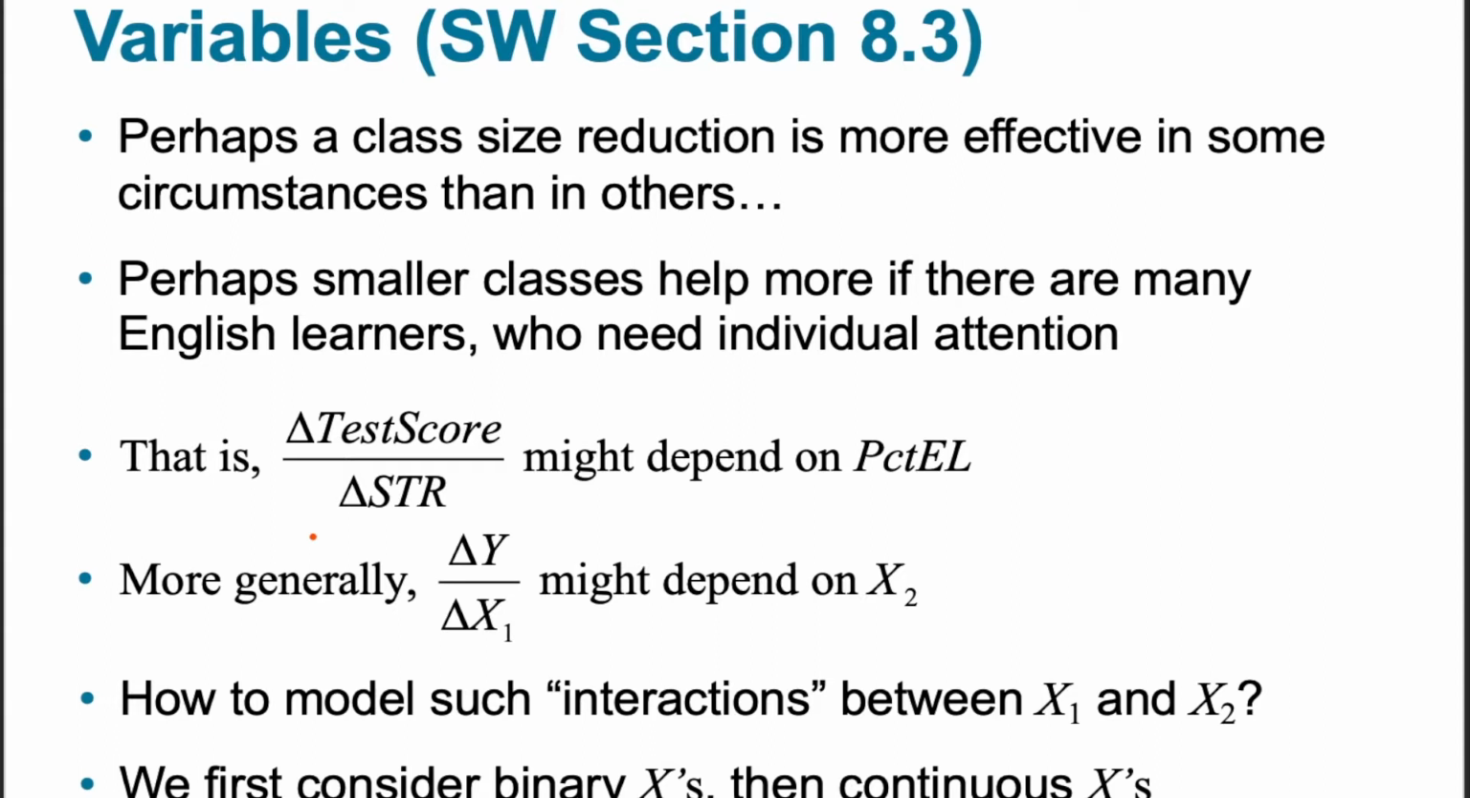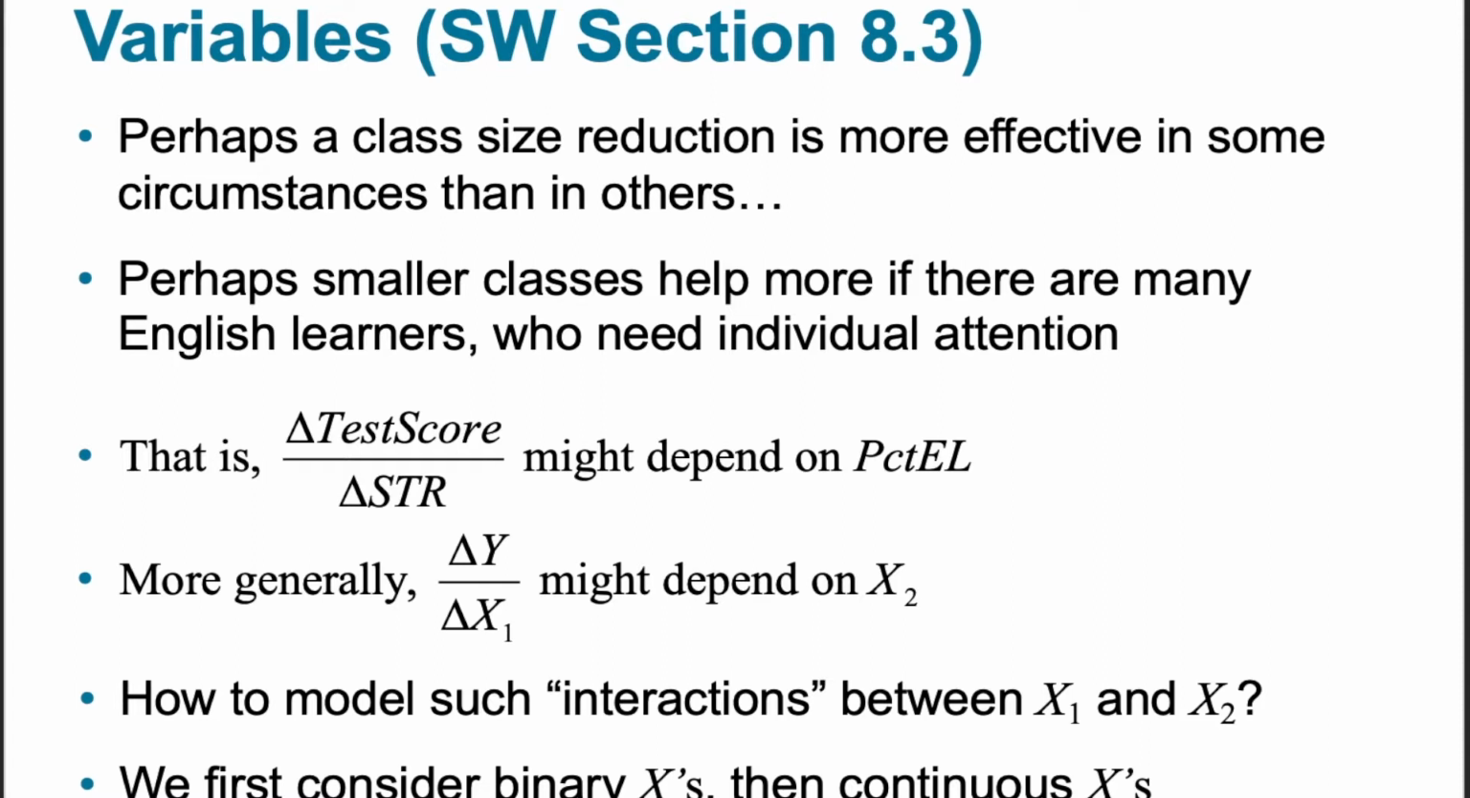What do we mean by interactions? Well, perhaps a class size reduction is more effective in some circumstances than others on the test score. So the class size reduction may depend on the value of some of the independent variables. So you have some interaction effects going on between the independent variables. For instance, perhaps smaller class sizes help more if there are many English learners who need individual attention, and so you get a larger increase in the test score for a decrease in the student to teacher ratio if you have a large number of English learners, all else equal.